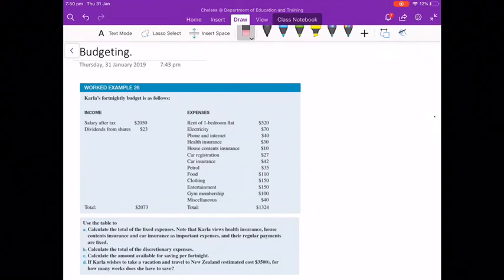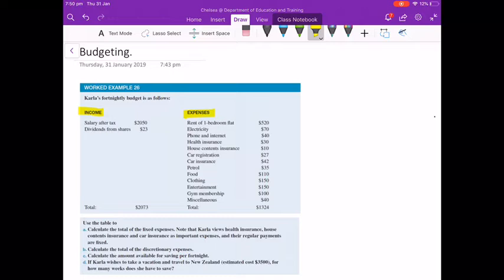Today we are looking at budgeting. Now, a budget is an estimate of how much you earn, your income, and how much you spend, your expenses or expenditure. So a personal budget's great to help you make financial decisions.